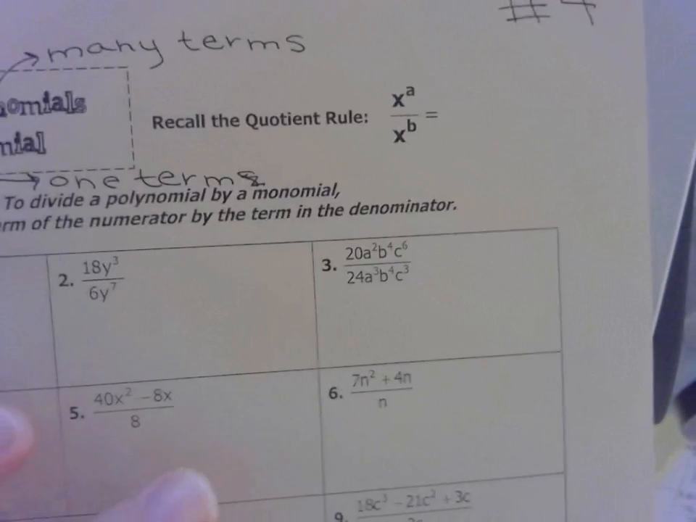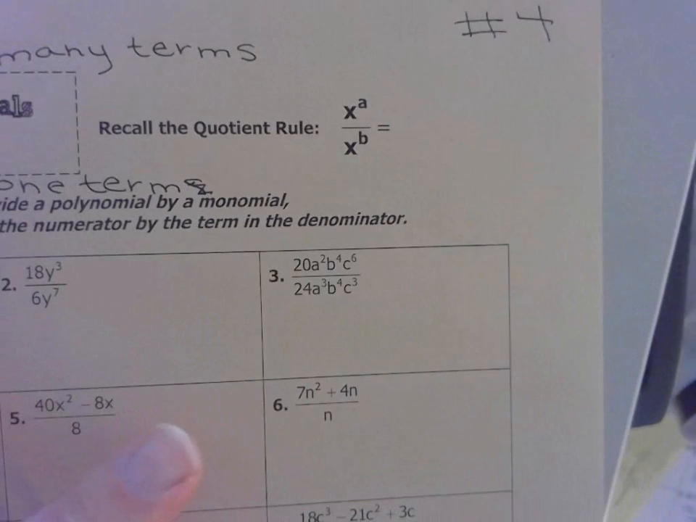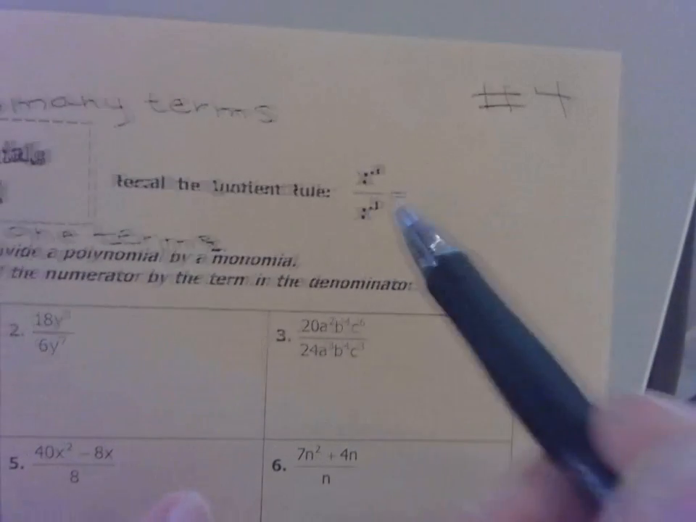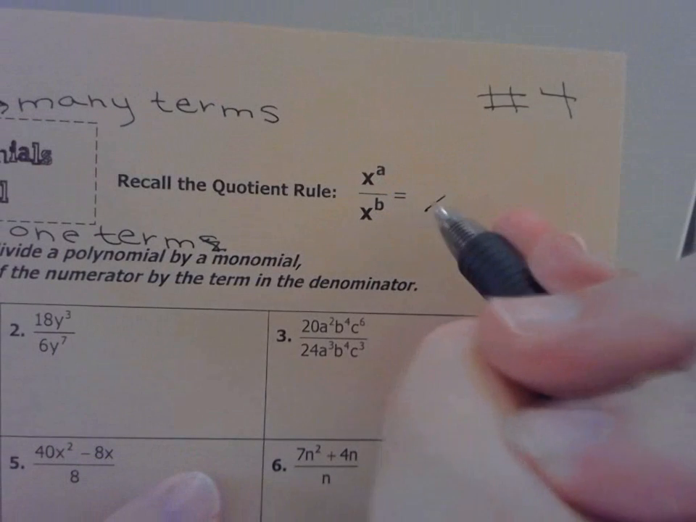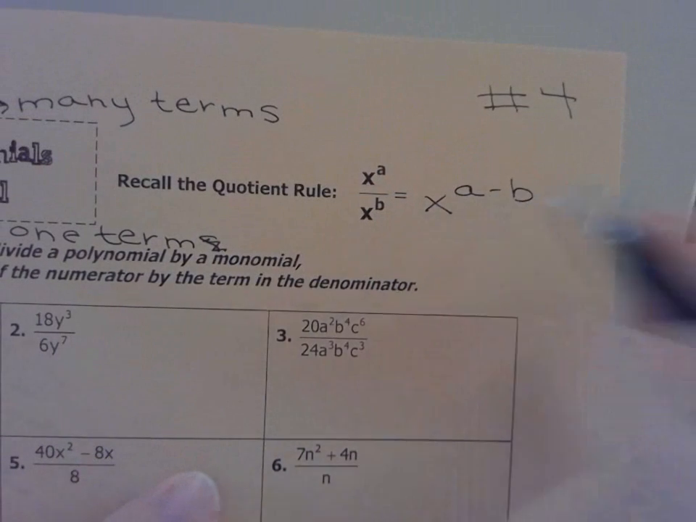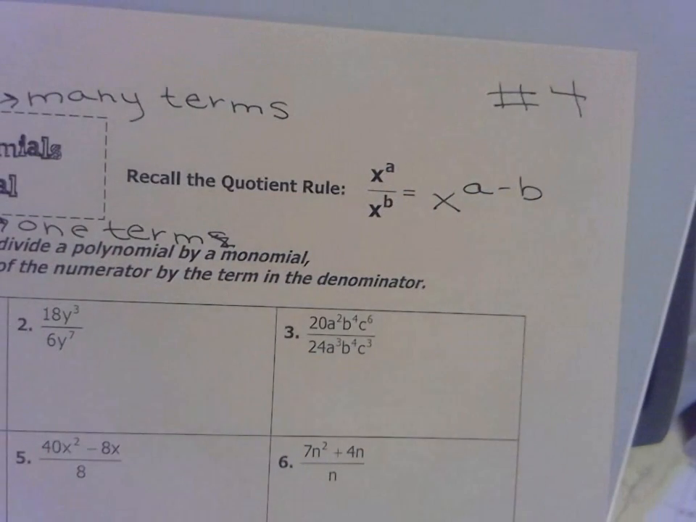Now, to do this, we have to remember the quotient rule like we did last unit. Quotient rule means if I am dividing, what do I do with my exponents? Subtract. So just a quick refresher: the quotient rule says if I'm dividing, I subtract my exponents. And we're going to be using that.